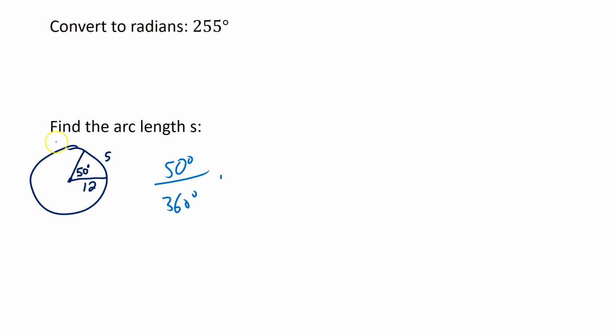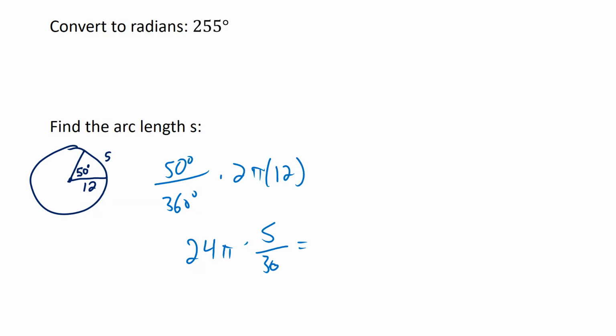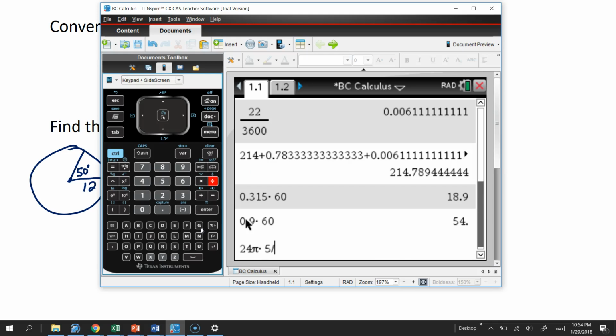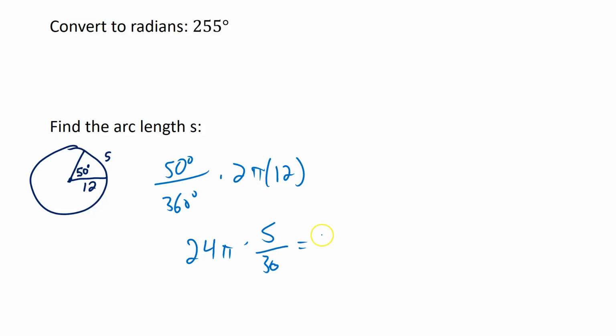We're going to multiply that by the entire circumference, because I have just a percentage of the circumference. That's 2 pi r. R in this case is 12. So we have 24 pi times 5 out of 36. Get rid of the zeros. So let's go to our calculator. 24 pi times 5 divided by 36. It's like 10.471.